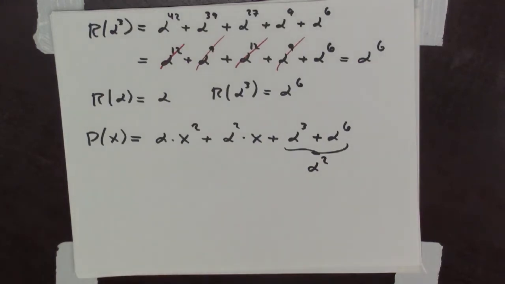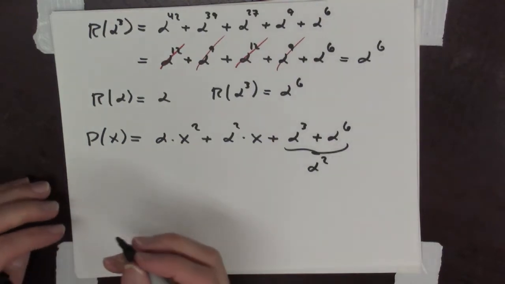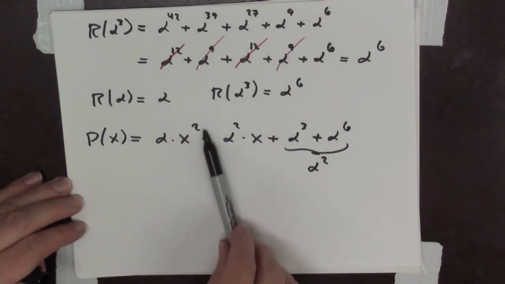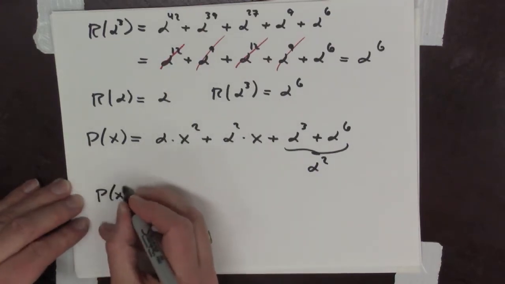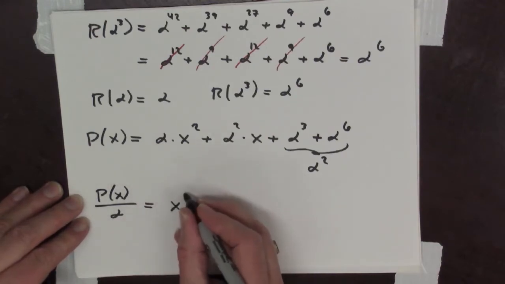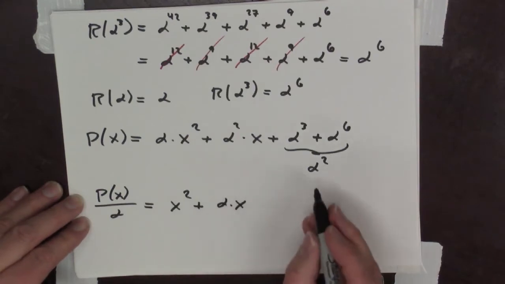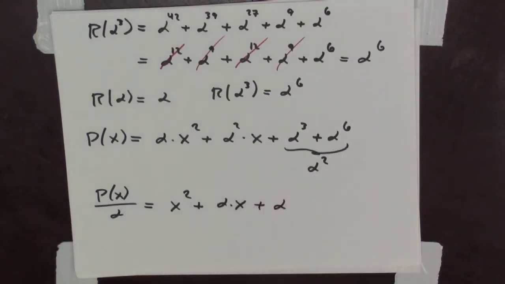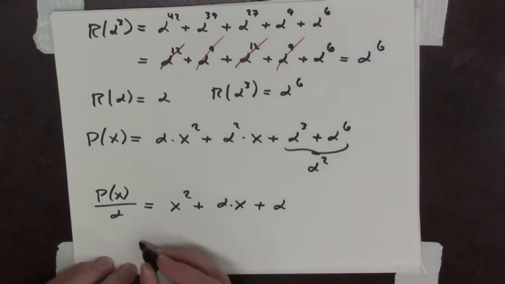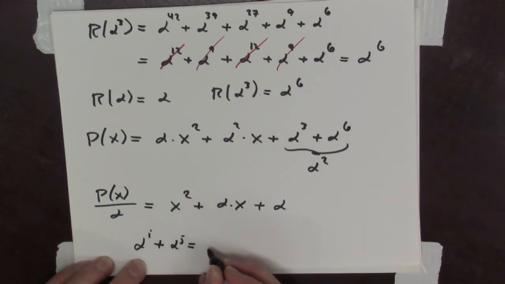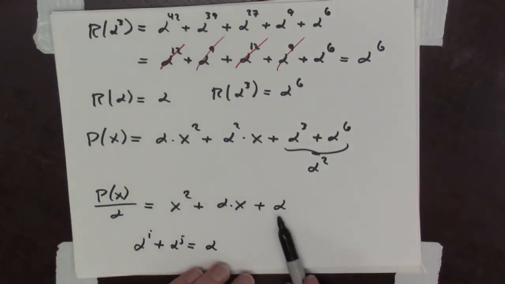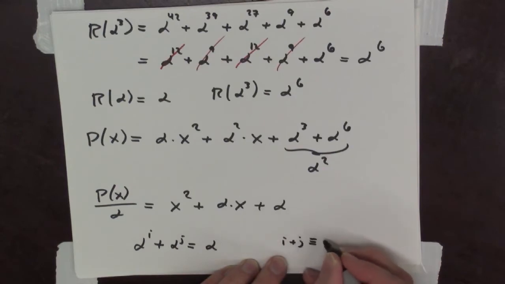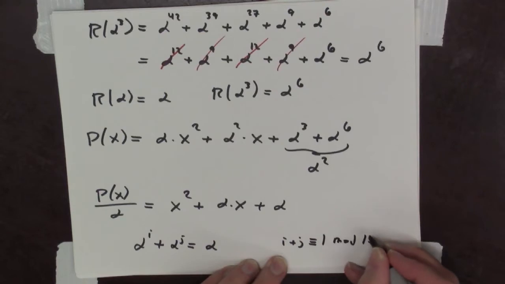And now, to make this polynomial better, I want to divide by alpha. So I want to make this term have no coefficient. So P of x divided by alpha, I'm going to have x squared plus alpha times x. And then alpha squared divided by alpha is of course alpha. So here's the equation I want to solve. So remember now, the linear term is the sum of alpha to the i plus alpha to the j. This is the linear term. And this says that alpha to the i times alpha to the j should be alpha. But if you look at exponents, it says i plus j should be congruent to 1, mod 15.